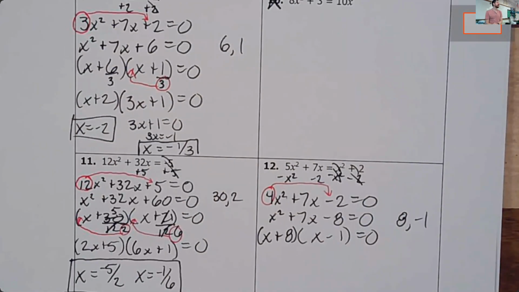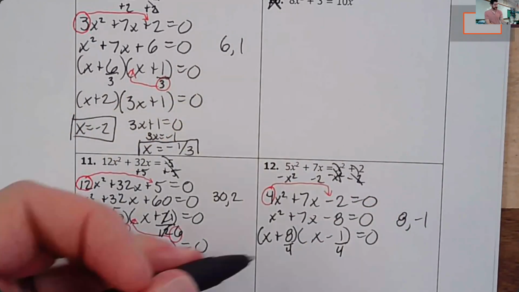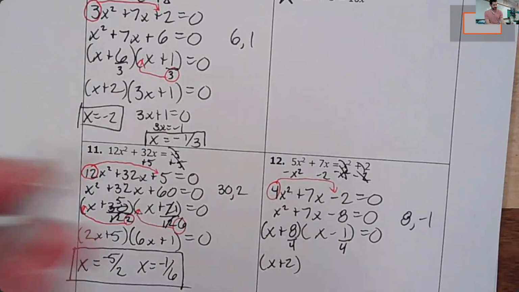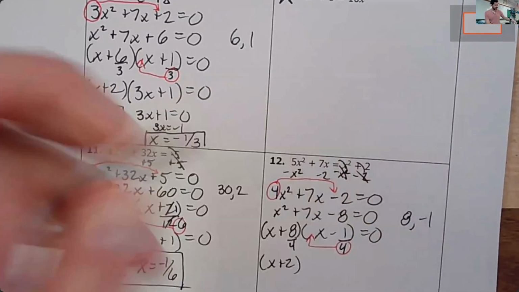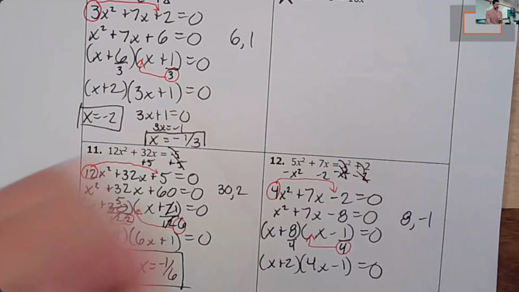Now what? Divide by 4. Good. So these both get divided by 4. All right. 8 divides by 4, it's 2. So that would be x plus 2. And then 1/4 doesn't reduce at all. So we slide the 4 in front of the x, and that'll be 4x minus 1, and then equals 0.